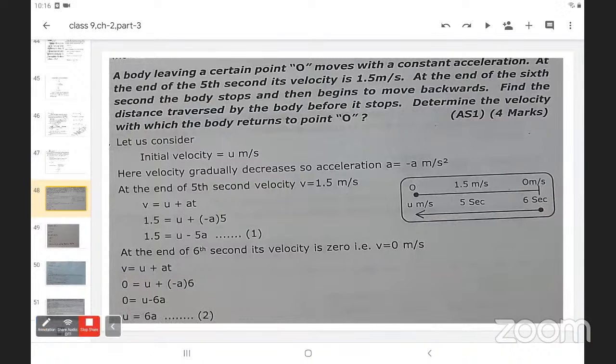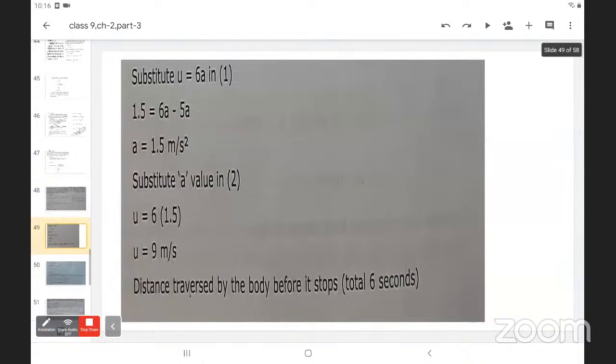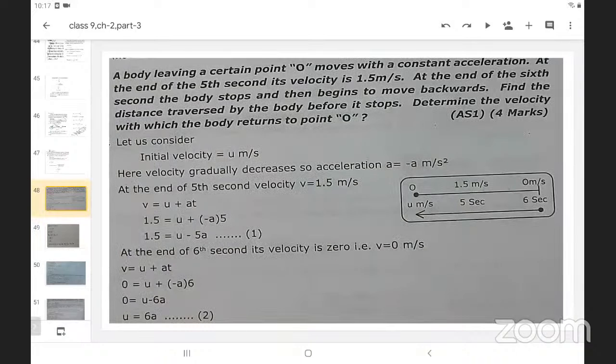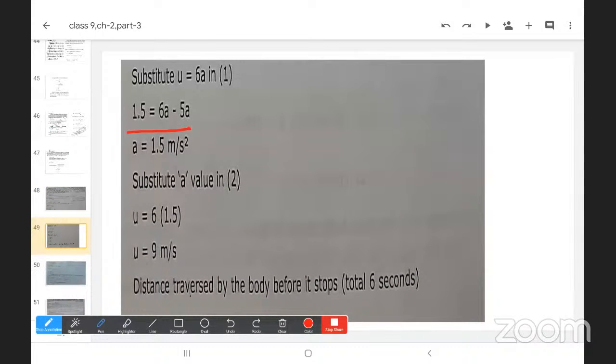Now, the equation 1 is 1.5 equals U minus 5A, and we got U equals 6A. So substitute this U equals 6A in equation 1. Right? So we'll get 1.5 equals 6A minus 5A. 6A minus 5A means this is A. So 1.5 equals A. So we can write A equals 1.5 meter per second square.